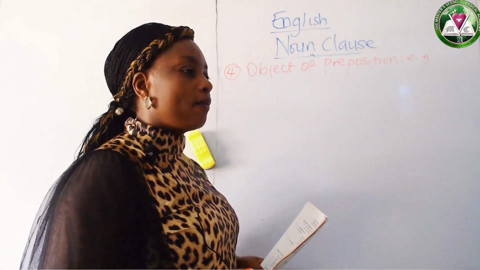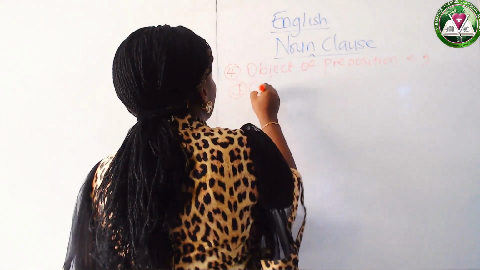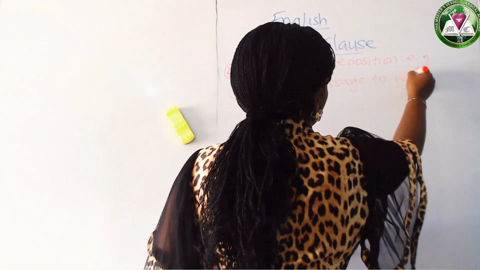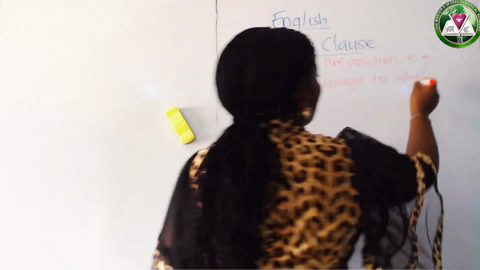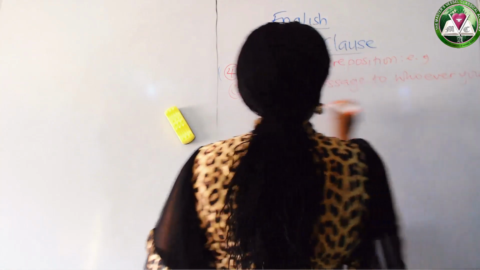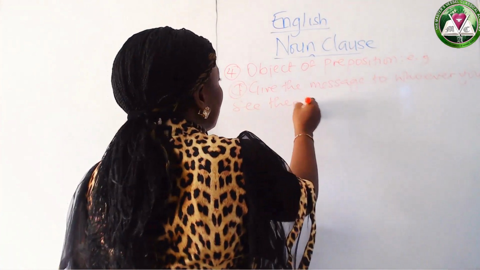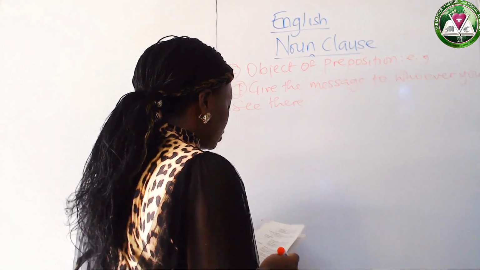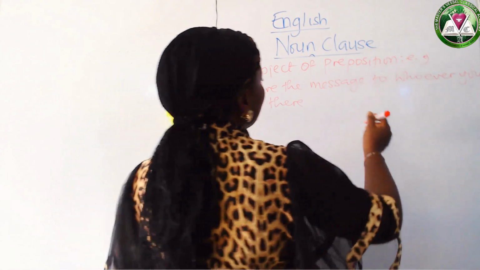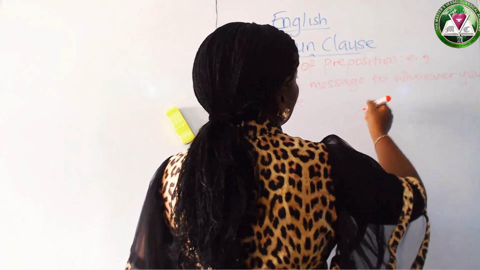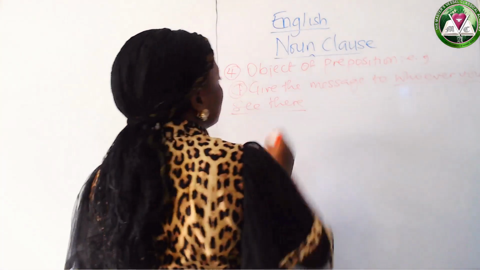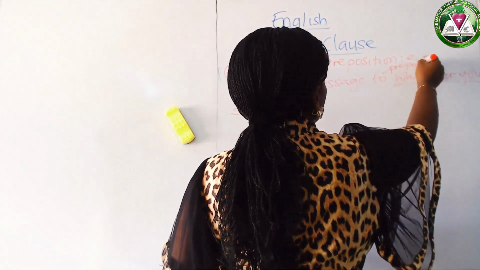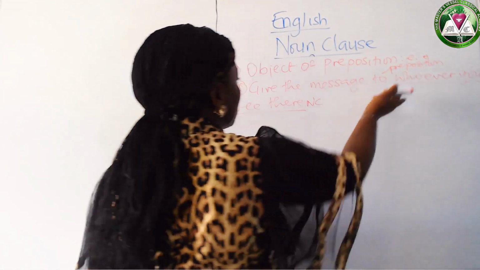Then we have: give the message to whoever you see there. Give the message to whoever you see there. So we have whoever you see there as a noun clause. As I see, our preposition is to. That's our preposition. You can see it appears before the noun clause.